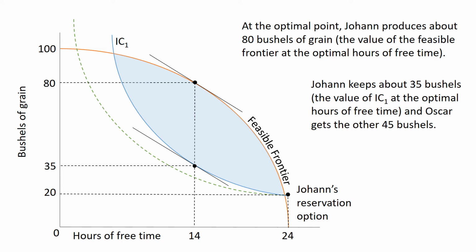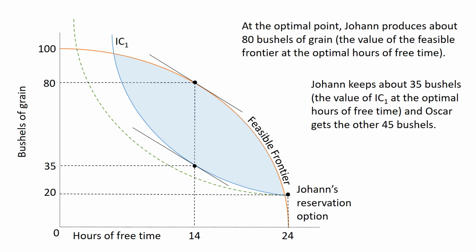Your numbers may be different, but in any answer, optimal hours should be where MRS equals MRT. The total output is the value of the feasible frontier at the optimal number of hours, and Johann's share of total output is the value of his reservation indifference curve at the same number of hours. So even if you have a different answer, it should follow the same general pattern.